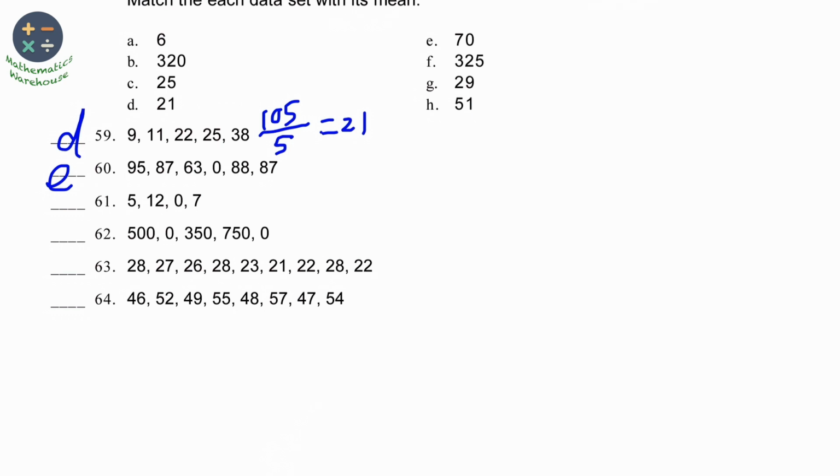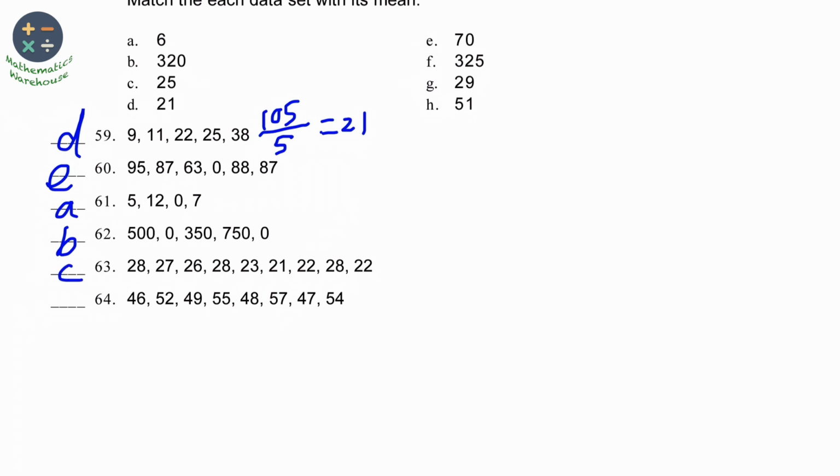Third, 5 plus 12 plus 0 plus 7 equals 24. But we have to divide by 4, because 0 is one of the values. So 24 divided by 4 equals 6, which is A. Then we have 500 plus 0 plus 350 plus 750 plus 0 equals 1600. Divided by 5 equals 320, which is B. Then we have 28 plus 27 plus 26 plus 28 plus 23 plus 21 plus 22 plus 28 plus 22 again. Total would be 225. 225 divided by 9 because we have 9 values, so the answer would be 25, which is C.